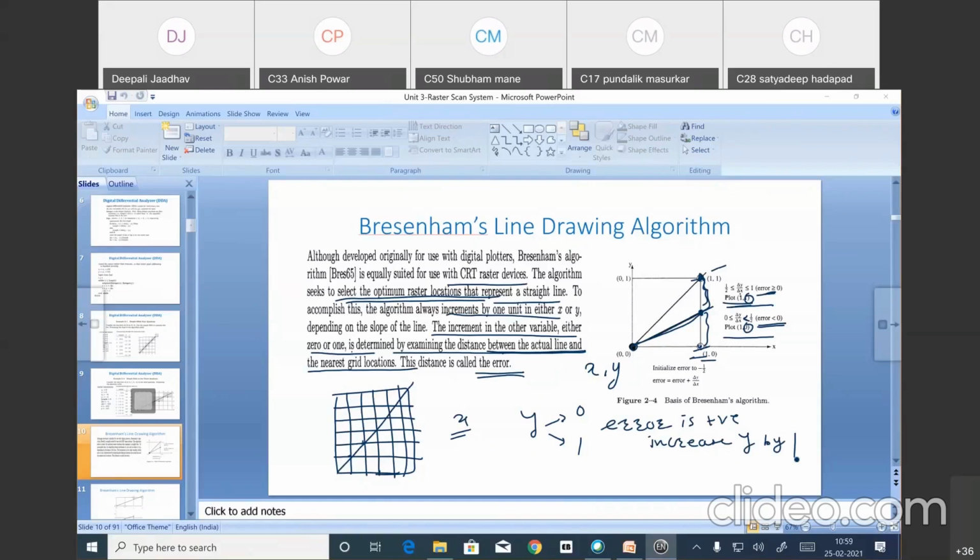X is increased in both cases. Whether to increase the value of y depends upon this error. If the error is positive, then increase the value of y by 1. If the error is negative, then y remains as it is. Zero remains as it is, 0, if the error is negative. So that equation, the error equation, is very important.